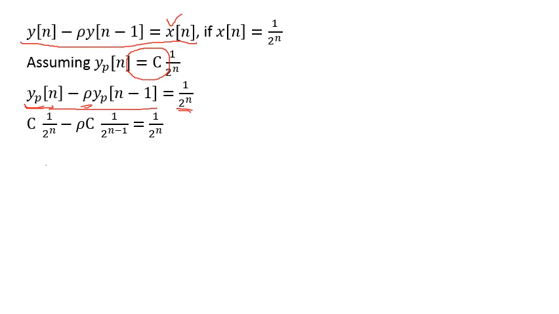So if I take 1 over 2 power n common, what I'm left with here is something like c minus rho c, right? And because this is 1 over 2 power n minus 1, you understand 1 over 2 power n minus 1 can be written as 1 over 2 power n multiplied by 2 power minus 1.